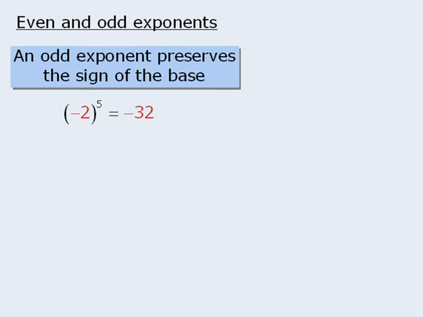For example, negative 2 to the power of 5 equals negative 32, and 10 to the power of 3 equals 1000. In both examples here, the exponents are odd numbers. In the first example, the base is negative, and the result is also negative. In the second example, the base is positive, and the result is also positive.